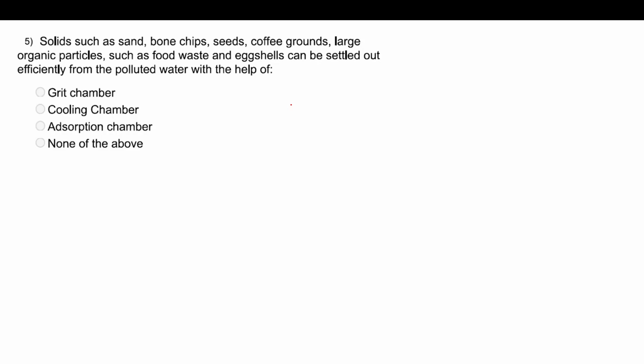Next is: solids such as sand, bone chips, seeds, coffee grounds, and large organic particles such as food waste and eggshell can be efficiently settled from the polluted water with the help of dash. Grit chamber is the correct answer, and all of this can be classified as grit only. Grit is the classification for these types of pollutant.